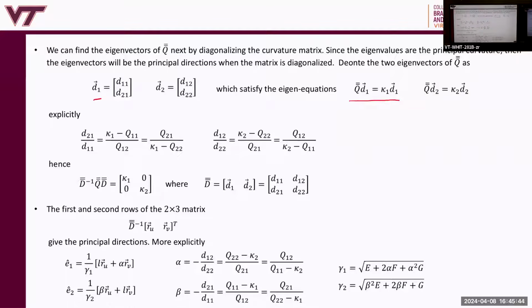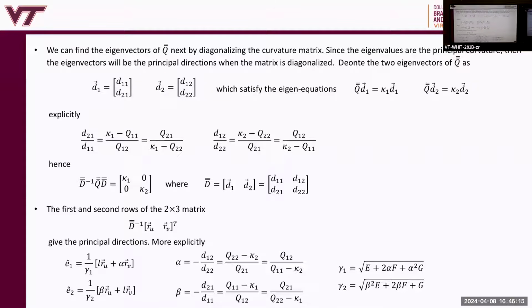Where kappa 1 we know is the eigenvalue. The second one, D2, satisfies this equation, yeah? Good. So if we solve more explicitly these equations here, what we'll find is this expression here: the ratio of D21 by D11 and the ratio of D12 by D22, which gives you a way to calculate what the entries of these eigenvectors are. All right? We'll do an example.